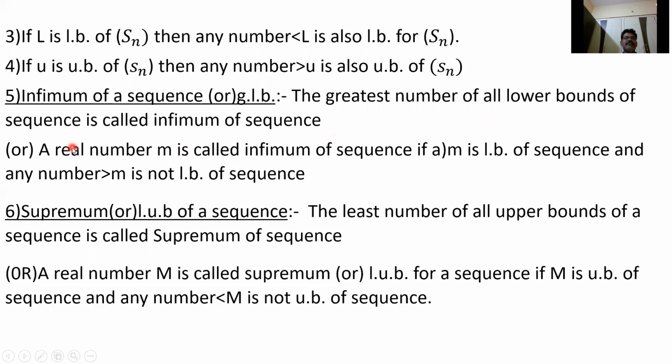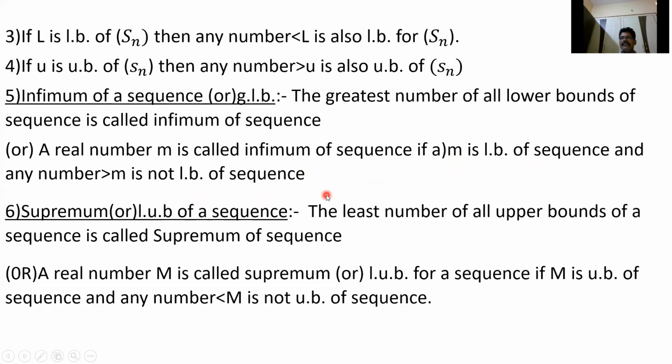Another way this can be defined: a real number M is called the infimum of the sequence Sn, whatever it may be, if the first condition holds: M is a lower bound of the sequence. Here infimum means GLB, greatest lower bound. The second condition is that any number greater than M is not a lower bound of the sequence.